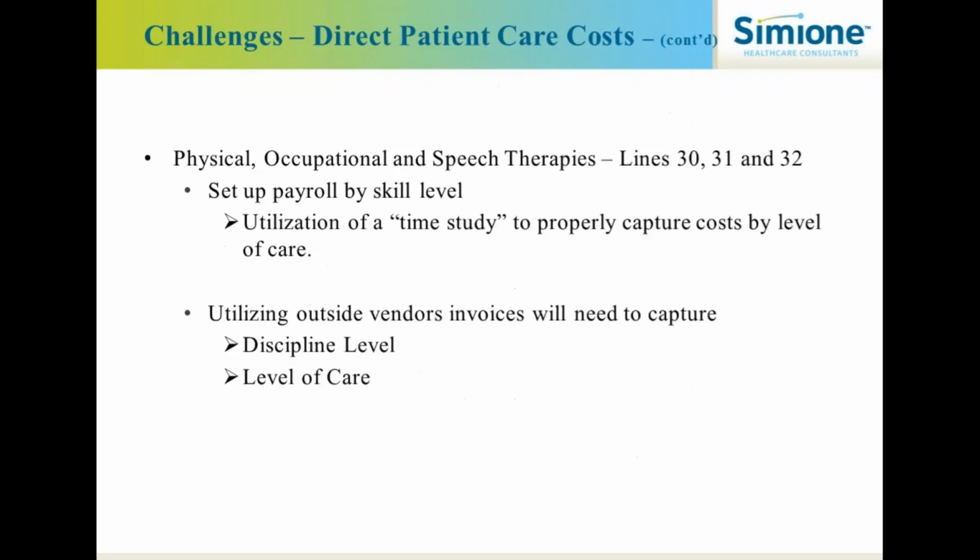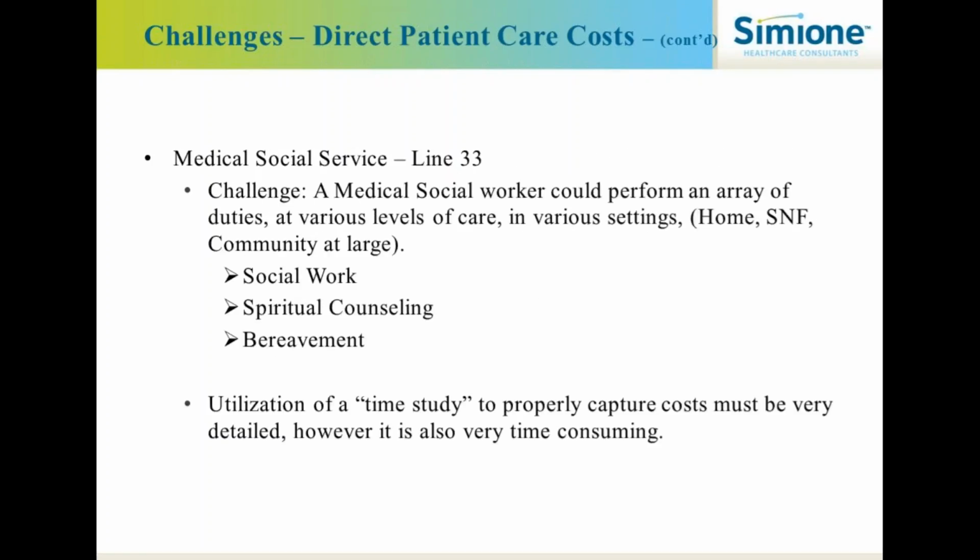Next slide. So now let's talk about the therapies, PT, OT, and ST. Lines 30, 31, and 32 of the cost report. Set your payroll up by skill level. You may have to use a time study across levels of care. Most of the time, however, you're going to see these therapies at the routine level of care. And again, smaller agencies that are basically just doing routine home care and are contracted for GIP and respite won't face a lot of these challenges.